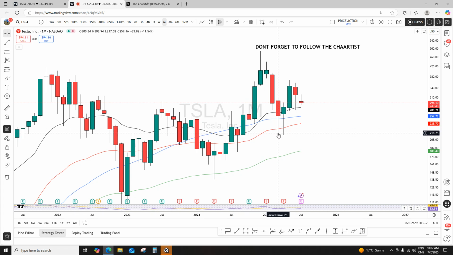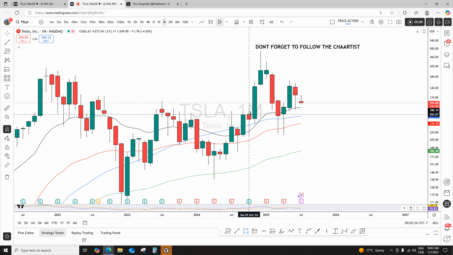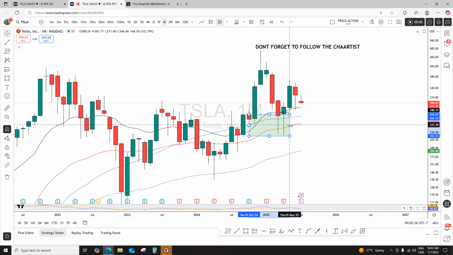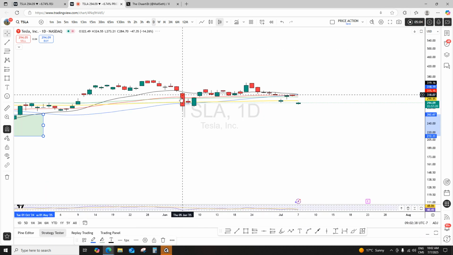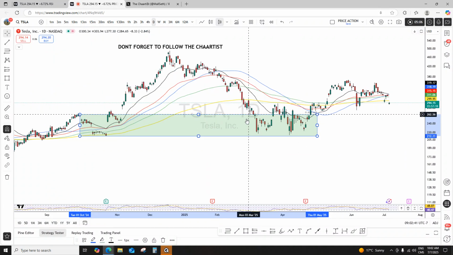Now it comes here, and let me mark this for you. So it comes inside this box. Okay, and then it consolidates. Okay, there's a consolidation, and I bought here as well. Go and check the date.